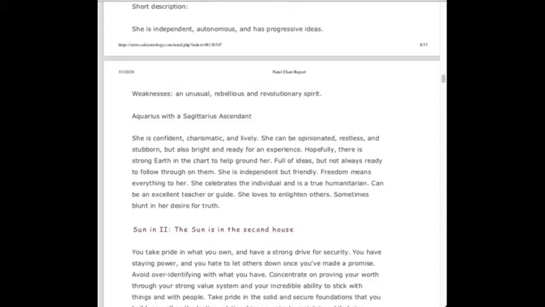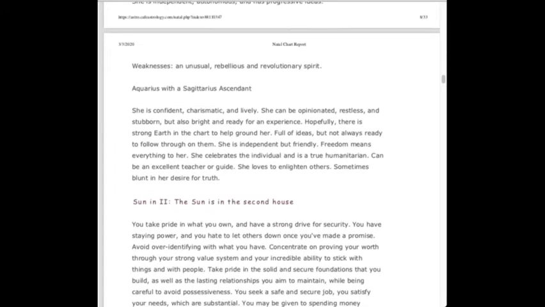She is confident, charismatic, and lively. She can be opinionated, restless, and stubborn, but also bright and ready for an experience. Hopefully, there's a strong earth in her chart to ground her, full of ideas, but not always ready to follow through on them. She is independent but friendly. Freedom means everything to her. She celebrates the individual and is truly humanitarian. Can be an excellent teacher or guide. She loves to enlighten others, sometimes blunt in her desire for truth. Yes, that's true.